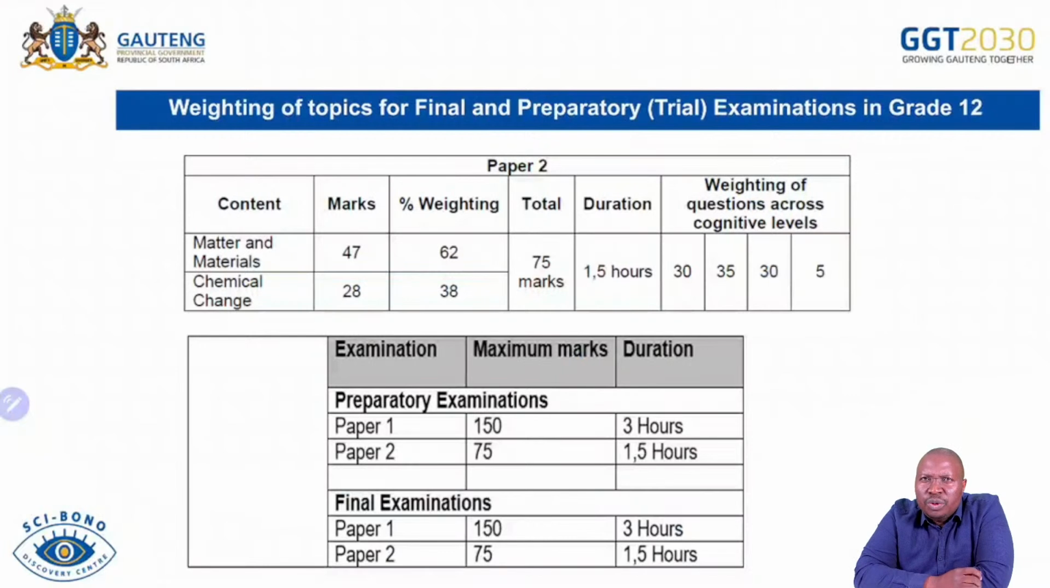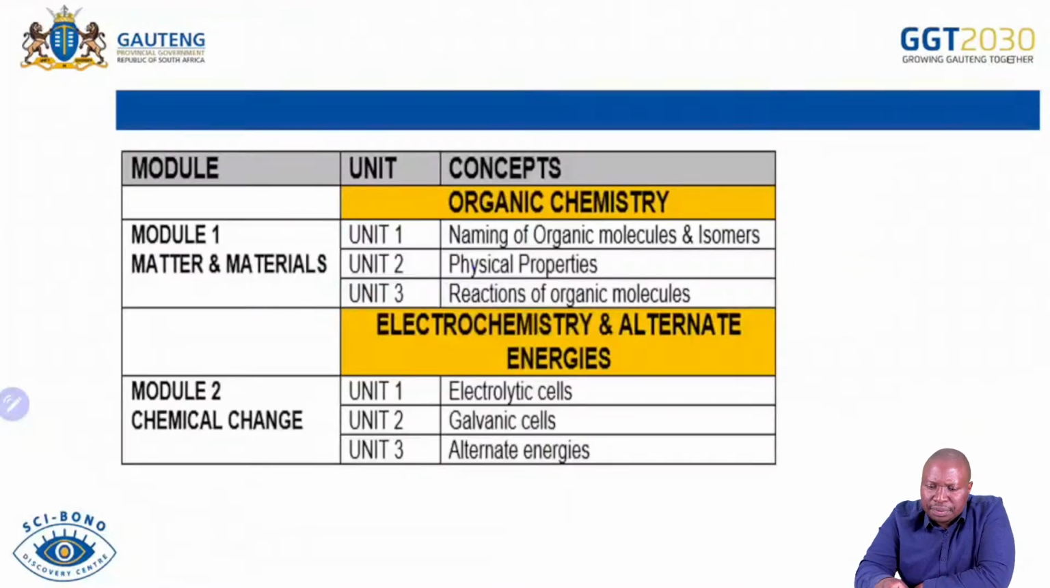So if you do very well in this organic section, you'll be able to pass this paper, because our paper is 75 marks, of which 47 are from organic chemistry. You are writing, as you saw during your prelim, for 1.5 hours. So I'm hoping we'll spend time and ensure that you understand. As I've talked about the section already, we are focusing on module 1. In this case, it's naming of organic molecules and isomers, physical properties and reactions of organic molecules.